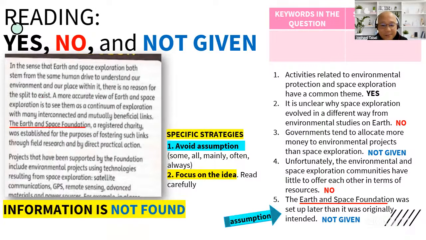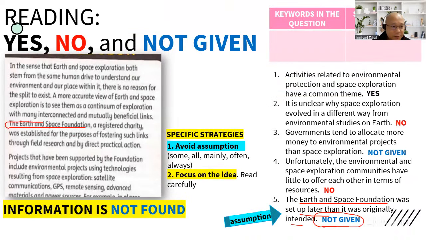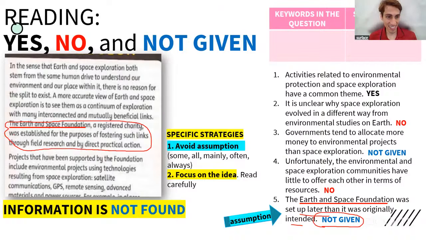Here is another example of assumption. The Earth and Space Foundation was set up later than it was originally intended, so the answer is not given. And we have here the Earth and Space Foundation, a registered charity, was established for the purposes of fostering and so on, right? The answer is false, okay? Because they assume that setting up and registered and so on mean before. They assume the answer.